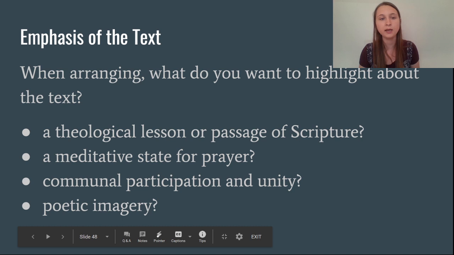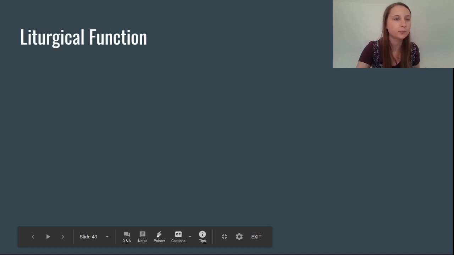Maybe you want to highlight poetic imagery, such as in a Victorian hymn where you might have these metaphors about the blood of Christ, or I can only think of hell stuff, but there's so many beautiful metaphors in Victorian hymns that you might want to accentuate. So after looking at the text, you also want to think about the liturgical function of the hymn.